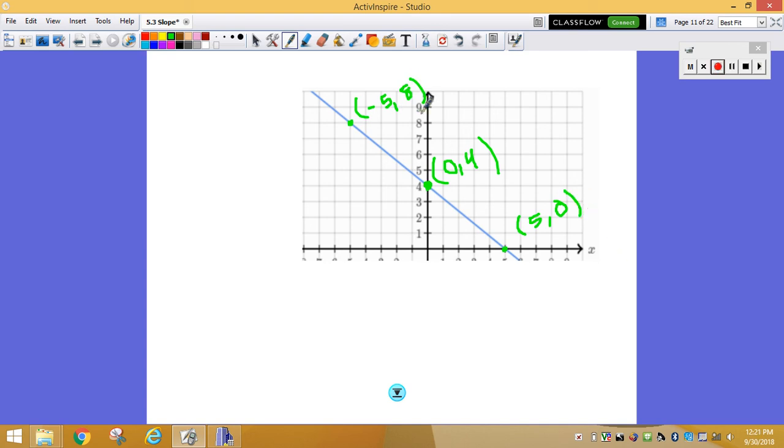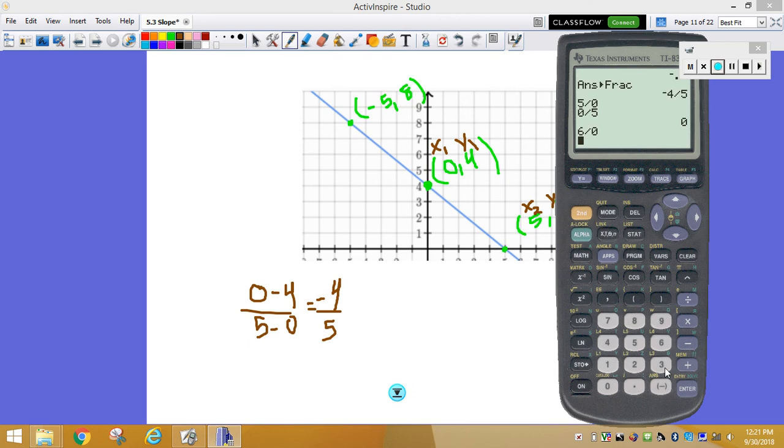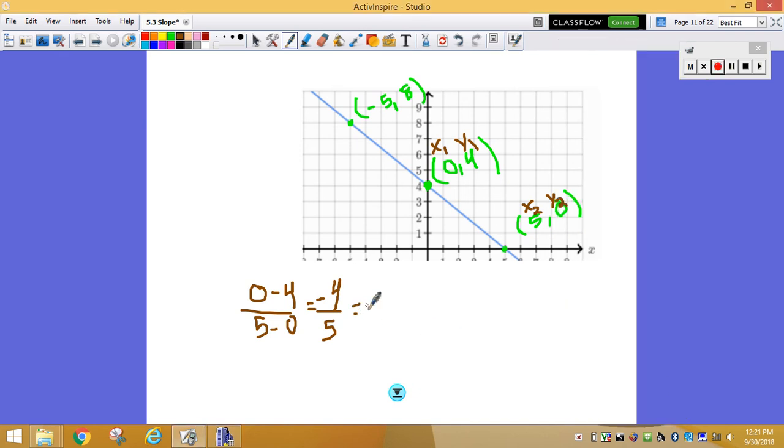Any of those would work. Again, I'm going to use my intercepts just because I like intercepts. So I'm going to do x1, y1, x2, y2. Formula y2 minus y1 over x2 minus x1. So I get -4 on top and 5 on bottom. Last step, divide those. -4 divided by 5. Change it to a fraction, hit math, enter, enter, and it just reduces to -4/5.